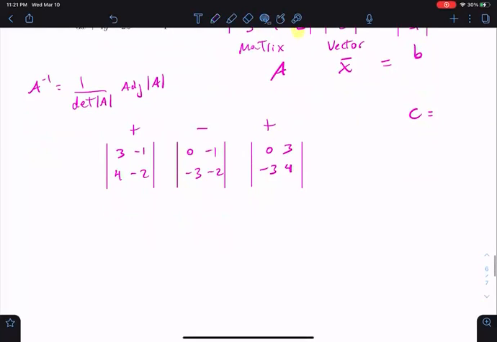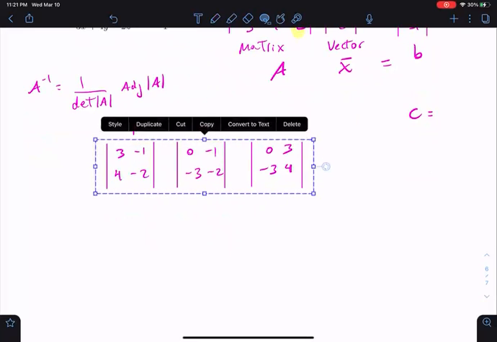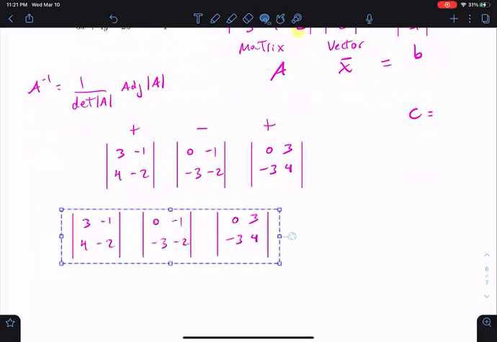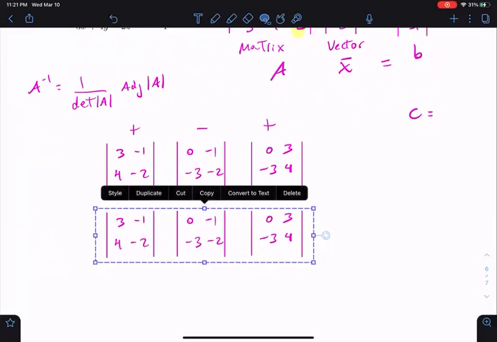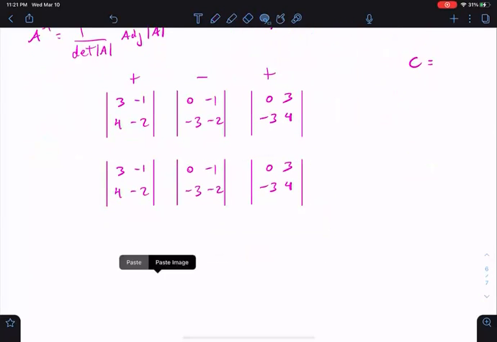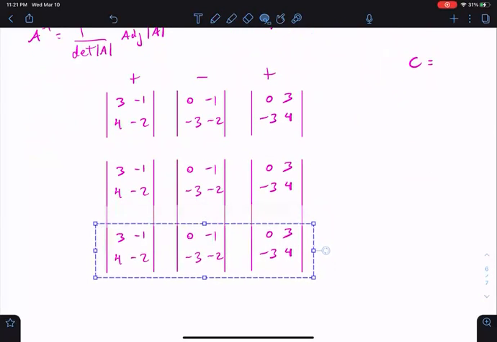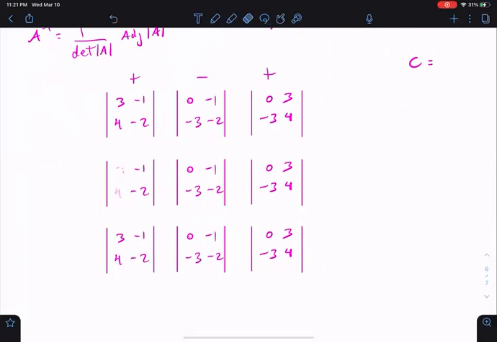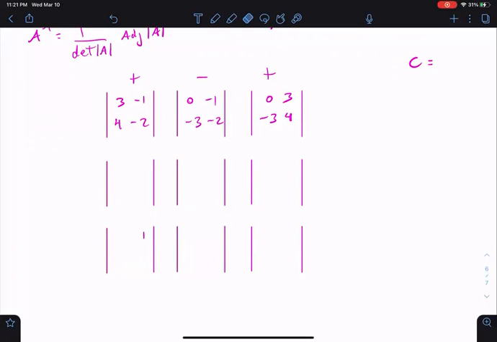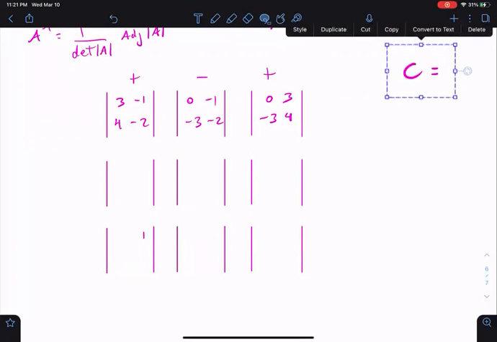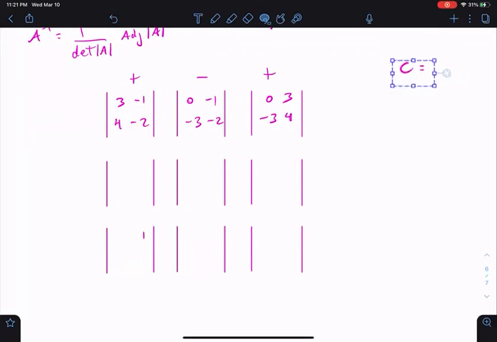So we have to do this 9 times. Okay, now I have to erase it. That's fine. Just watch out with the signs. If you mess up the signs, everything is wrong. Okay, so let me write that here.